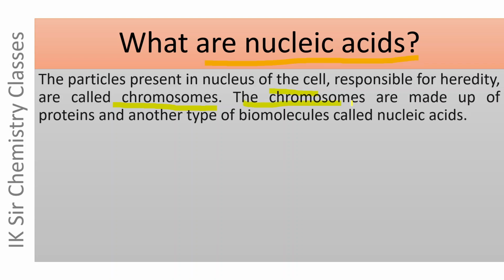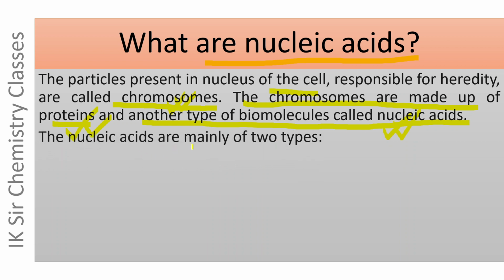The chromosomes are made up of proteins and another type of biomolecules which are called nucleic acids. That is, chromosomes are responsible for heredity, and chromosomes are made up of proteins and another type of biomolecules which are called nucleic acids.